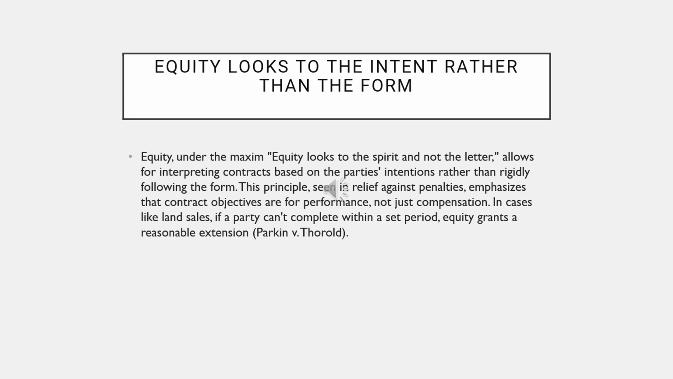Section 74 of the Indian Contract Act provides for claiming reasonable compensation. Write it down that Section 74 of the Indian Contract Act provides for claiming reasonable compensation. In the case of the contract for the sale of land, if the party fails to complete within a fixed period, equity allows reasonable time for the party to complete it. Take the case of Parkin versus Thorold.